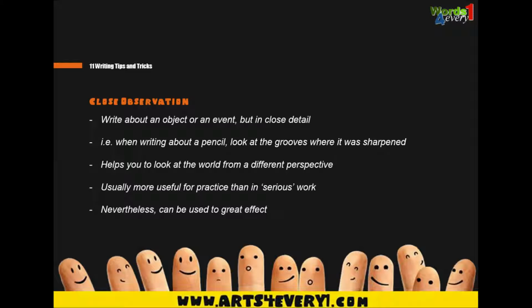Close observation, so this is when you write about something but you do it in very close detail. So for example, if you're writing about a pencil, look at the grooves where it was sharpened. So this helps you to look at the world from a different perspective. And I actually did an activity on this when I was at university where we had to observe other classmates' faces, and it is a very unusual experience. I wouldn't necessarily do it multiple times, but it's worth trying these things. And it can be used to great effect even within novels, for example.